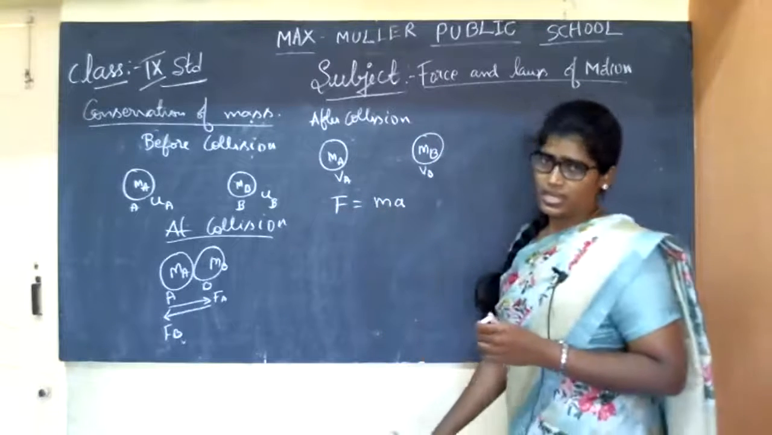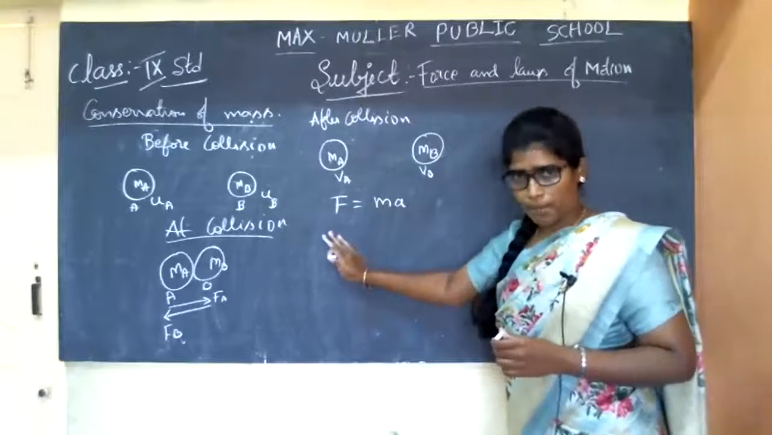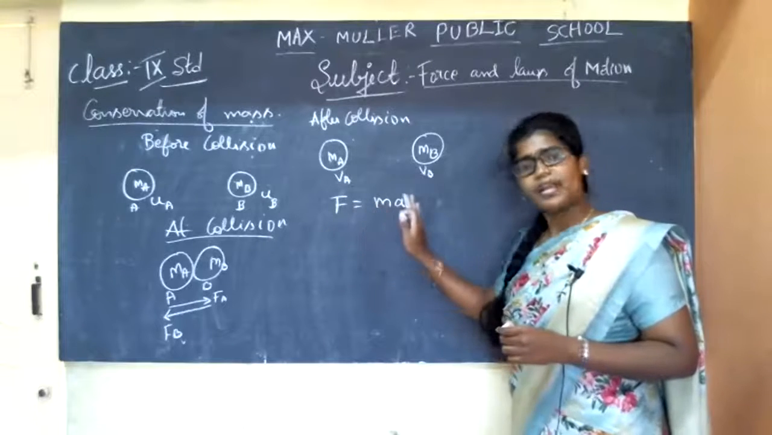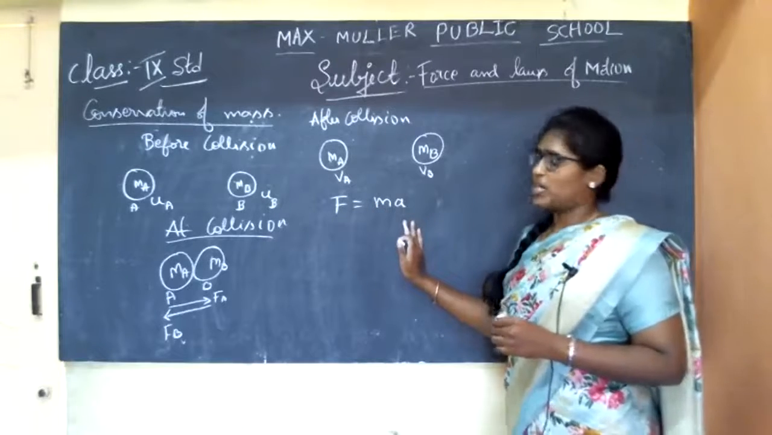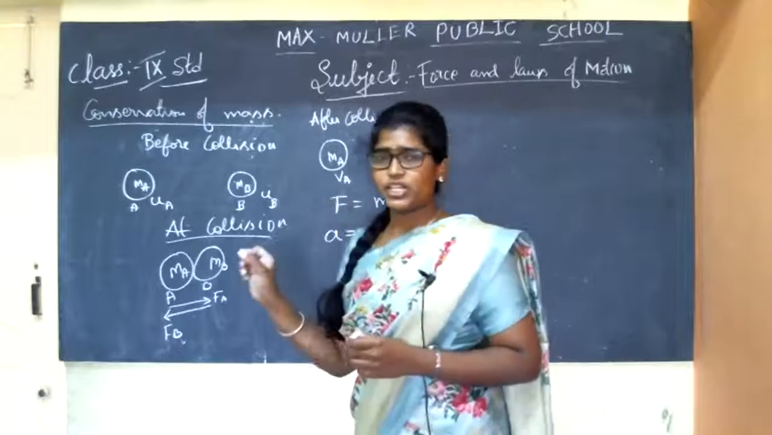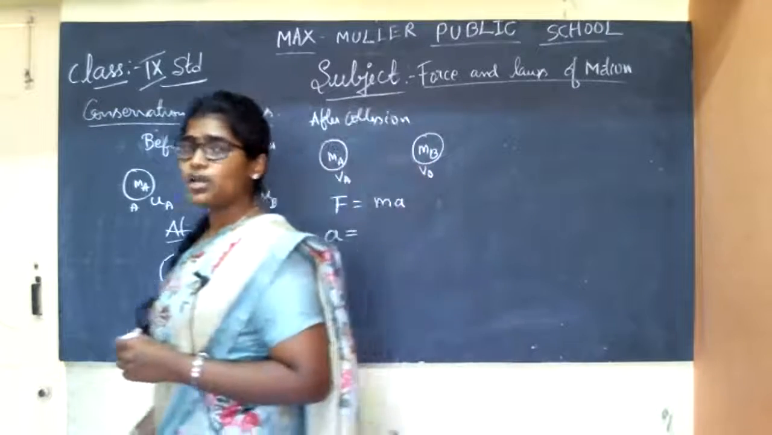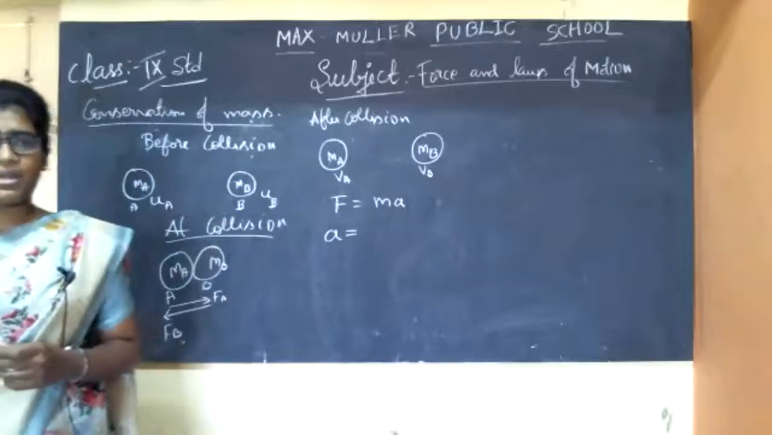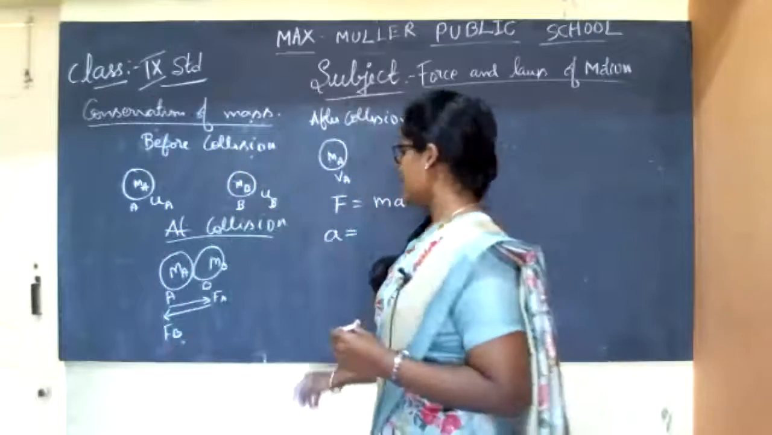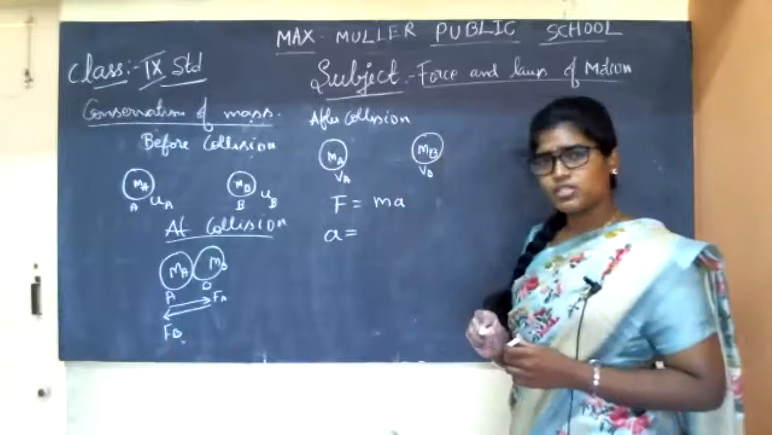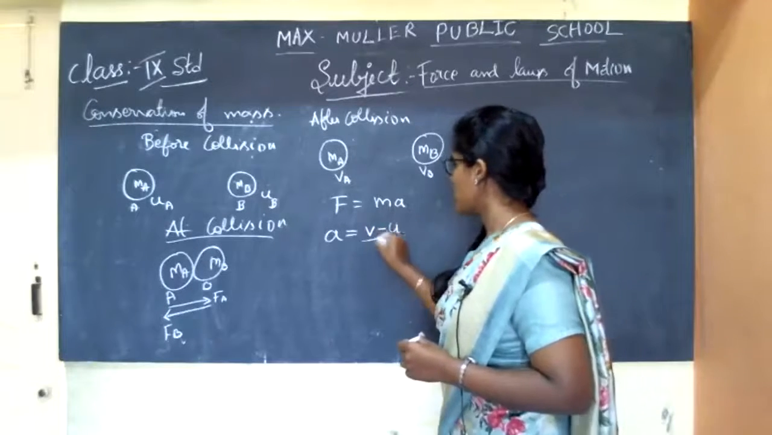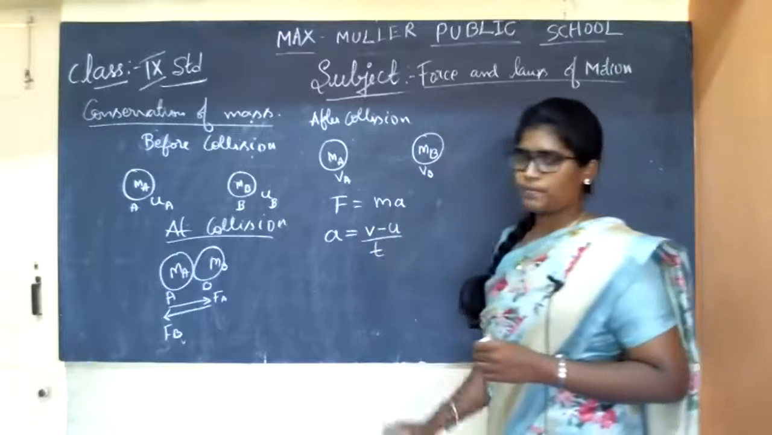Newton's second law says the force you apply on an object is equal to the mass of the object times its acceleration. Next, in the first chapter, what did you learn about acceleration? Acceleration is the difference in velocity divided by the time taken. Yes or no? What is the difference in velocity? That is final velocity minus initial velocity, divided by time.